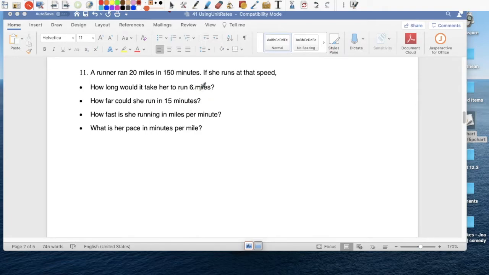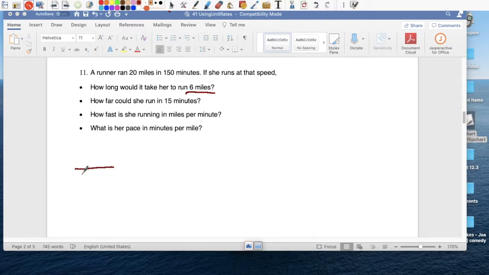So the first question is asking you, okay, how long will it take her to run 6 miles, and then how far can she run in minutes? So could she run 50 minutes? So let's take a look at the first one. So they're asking about how long will it take to run 6 miles? ¿Cuánto le duraría para correr 6 millas? So we're gonna put miles at the bottom.